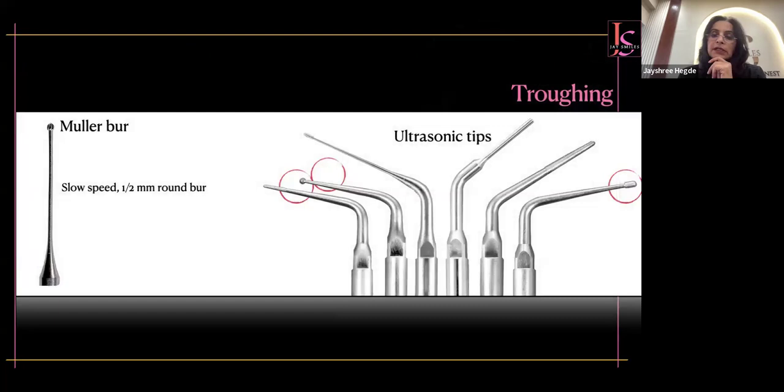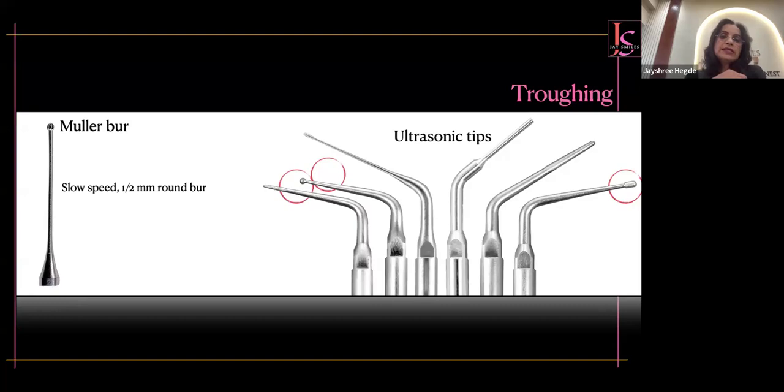Also, there are some other instruments like this called the Mueller bur. Now, the Mueller bur is a straight bur which has a very long shank. You can see that it has a very long shank. When you're doing any work under magnification, you need to have a long shank. If you have a short shank, the handpiece head obscures your vision under the microscope or even under your loupe. So it's always good for you to have a long shank, and that's why we have ultrasonic tips.